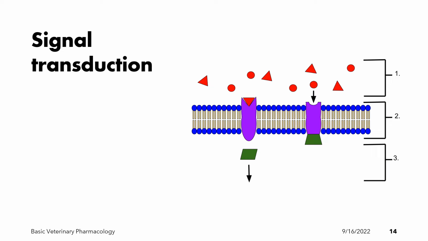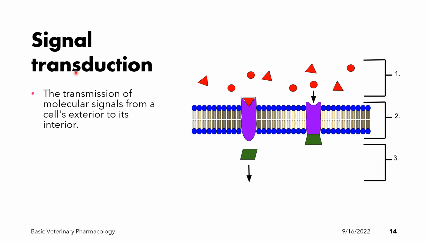So the whole event, from the formation of the drug-receptor complex up to the time that a signal will be relayed or amplified inside the cell in order to produce a biological response, is an example of the signal transduction cascade or the signal transduction pathway. So when we say signal transduction, this is the transmission of molecular signals from a cell's exterior to its interior.